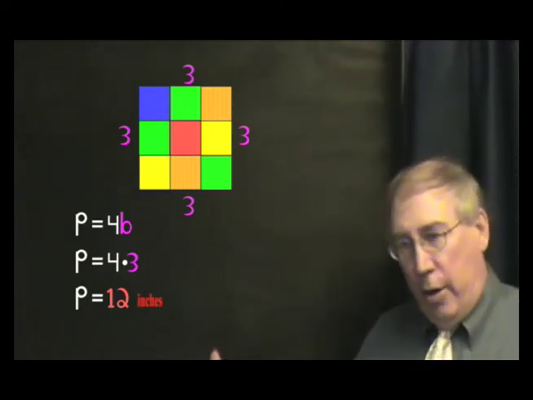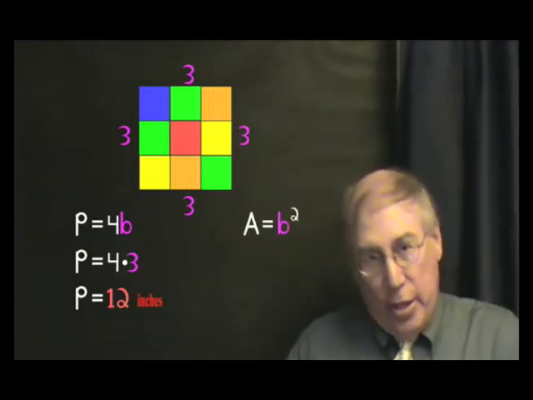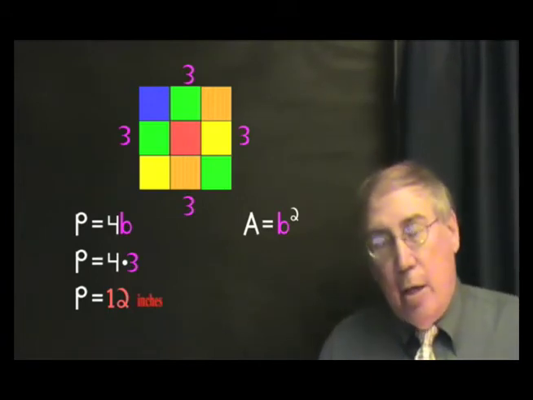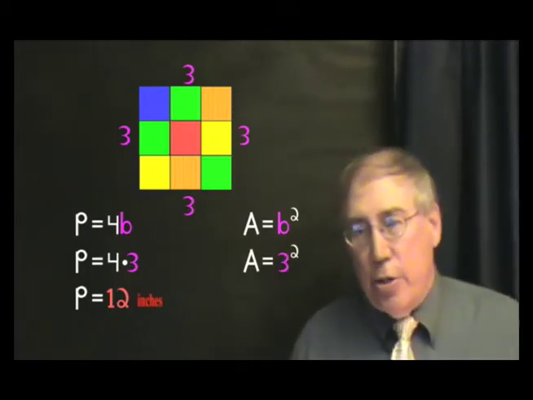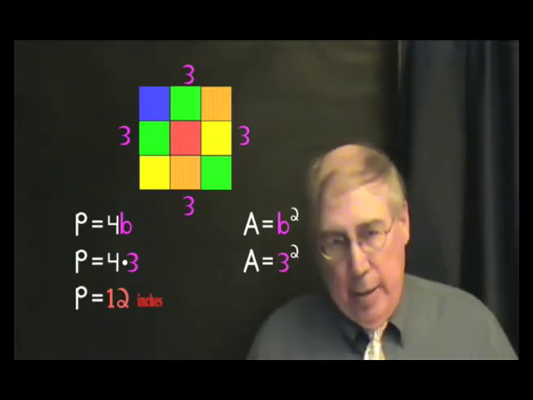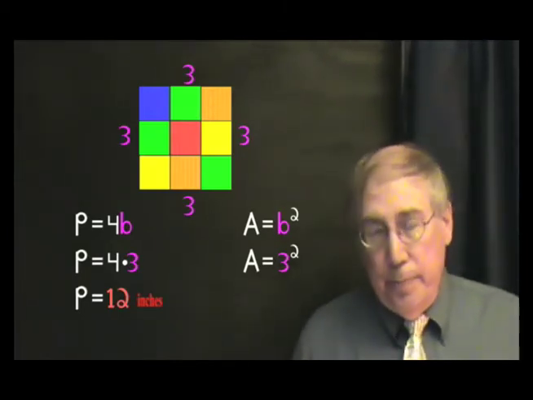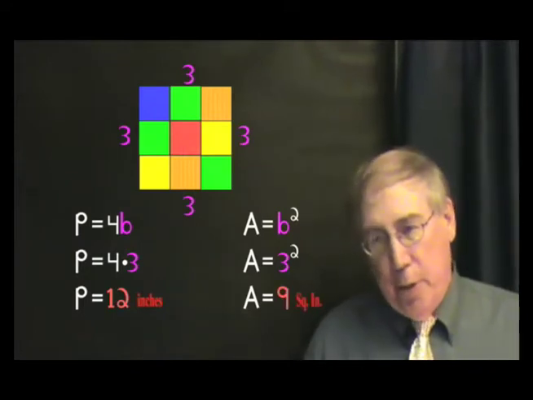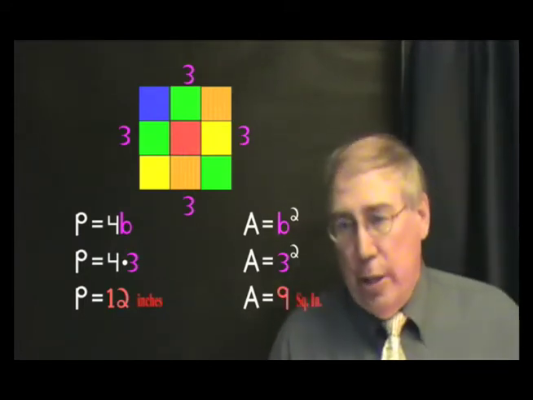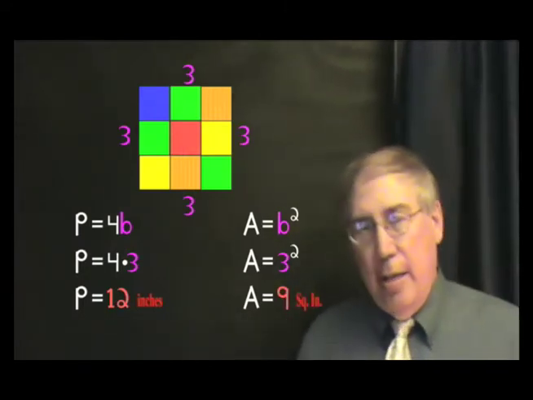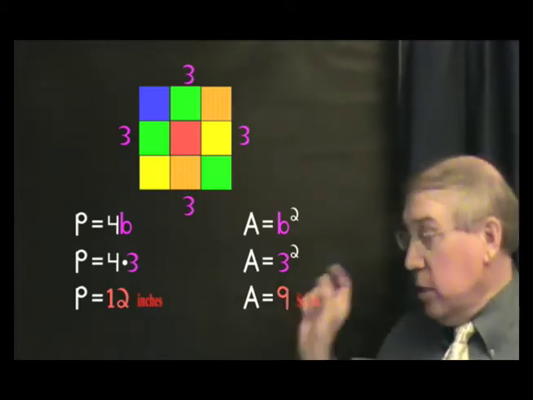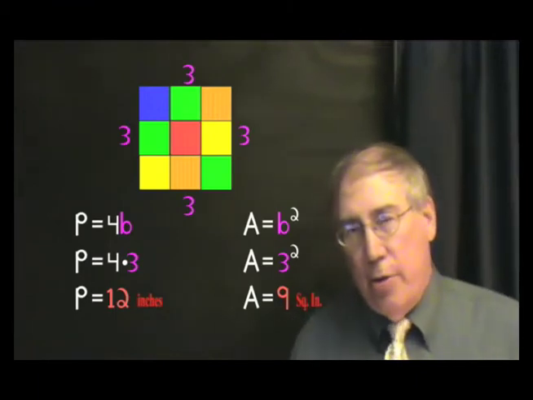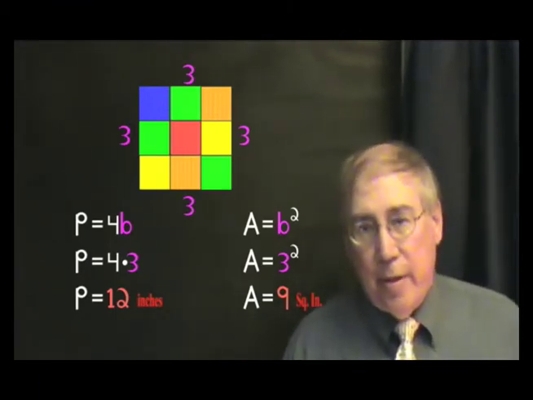Now, our area, since the sides are the same, we go length times width. We go B times B, which would give us B squared. So let's put a 3 in for B. So that's 3 times 3, 3 squared, 9 square inches. And you can actually see the area represented here by the squares. There's 9 little squares on the side of this Rubik's Cube.